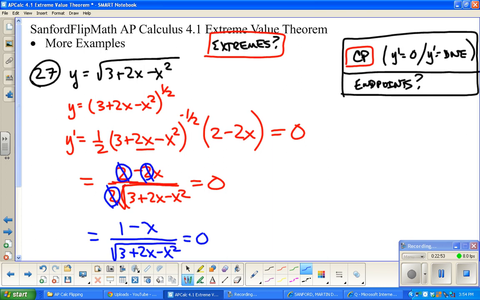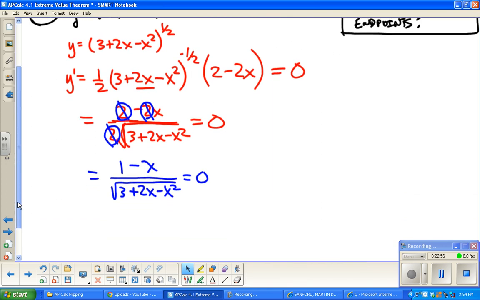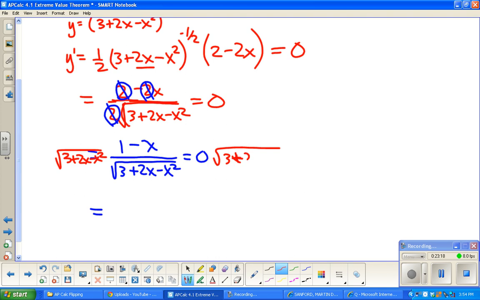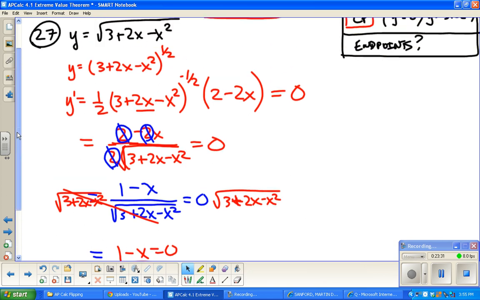And I want to make that equal to 0. Now, what's really interesting about this is, remember, to solve a rational equation, you just multiply both sides by whatever the least common denominator is. So I'm going to multiply both sides by that big ugly square root. And the cool thing about it is I just really end up with 1 minus x equals 0, x equals 1. So there's a critical point at 1 something.